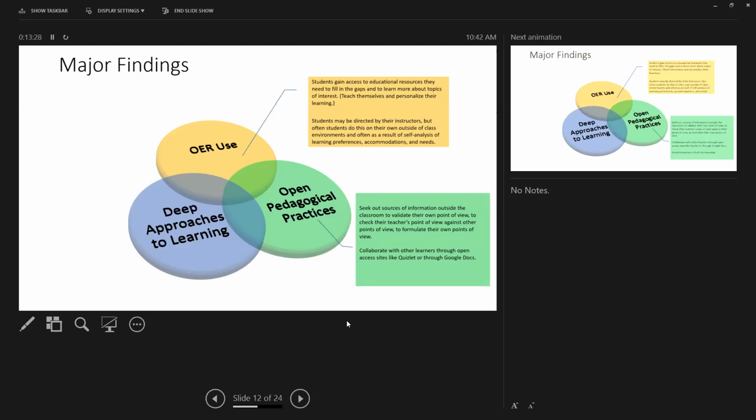Students are collaborating with other learners through access sites like Quizlet or through Google Docs. And social interaction, I found, was built into the learning.